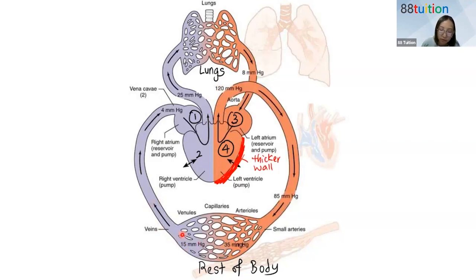All right, and then from the rest of the body it's going back to the heart, number 1, number 2. So from 15, it becomes 4. All right, 4. Then from here, because the right ventricle is a pump, it will bring up the pressure from 4 to 25. So basically the bottom part is a pump that will bring up the pressure. So the right ventricle brings up the pressure from 4 to 25. The left ventricle brings up the pressure from 8 to 120. All right, so basically the right ventricle is a pump, the left ventricle is also a pump.